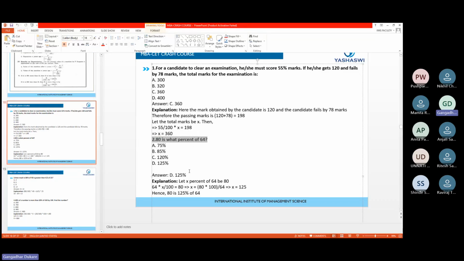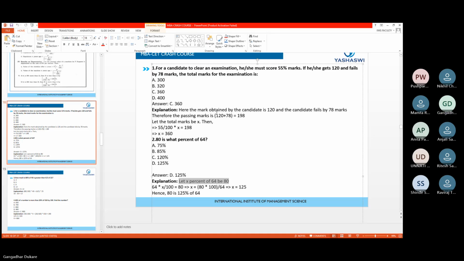This will require less than 1 minute to solve. Let x percent of 64 be calculated as 80. How do we get 55? How do we get 55 over there? 55 by 100. Yes, 55 by 100.